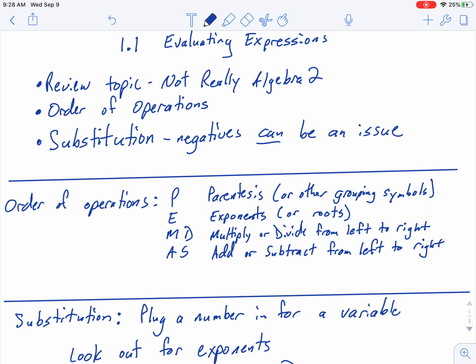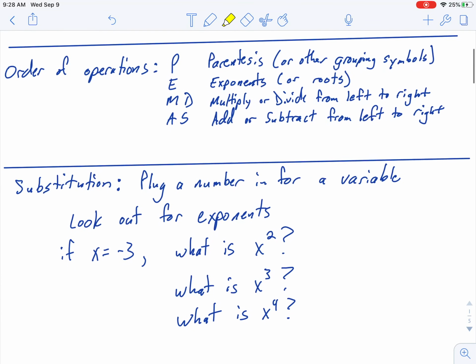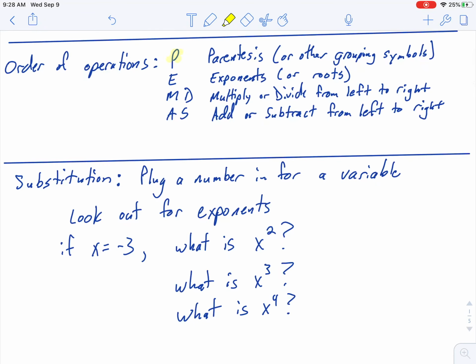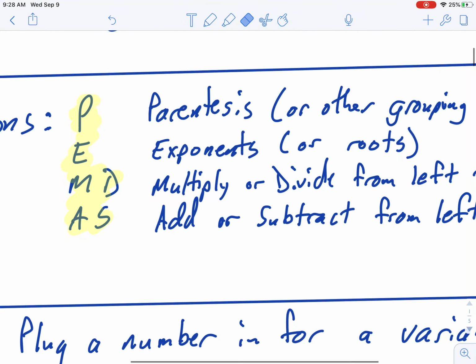So what we're going to be looking at is order of operations and mathematical substitution. And under substitution, you'll see I have a note here that negatives can be an issue. So we're going to talk about that. But first, order of operations. You might be familiar with what I'm highlighting here, PEMDAS, or please excuse my dear Aunt Sally, whatever. This is the order. Oh, and I just realized I spelled parentheses wrong, so I got to fix that.